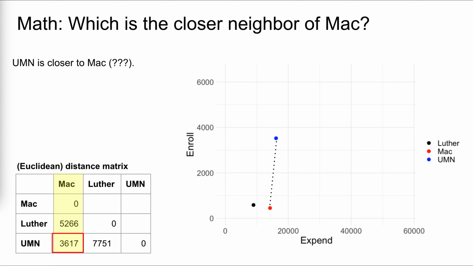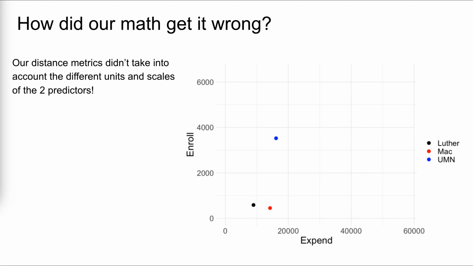Stepping back then, notice that our math indicates that, contrary to our intuition and the visual evidence, University of Minnesota is the closer neighbor to Mac. Whereas the distance between Mac and Luther is 5,266, the distance between Mac and UMN is only 3,617. So how did this happen?